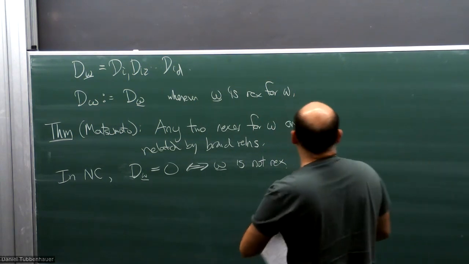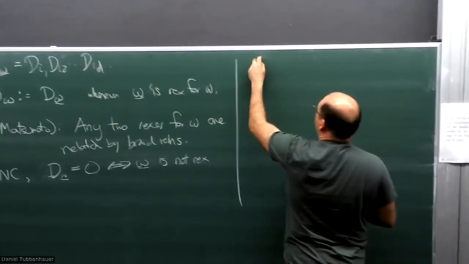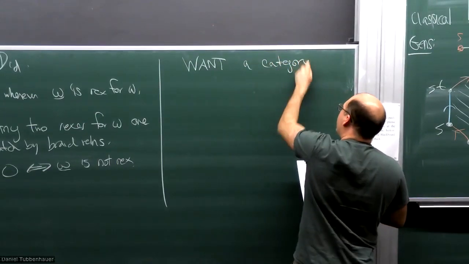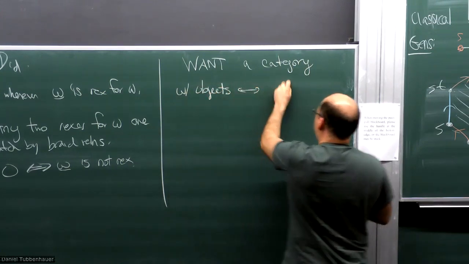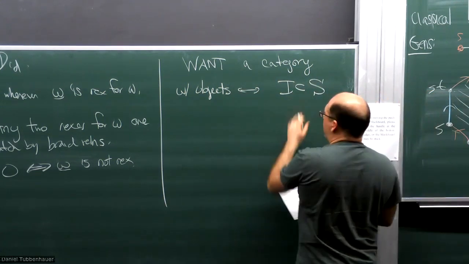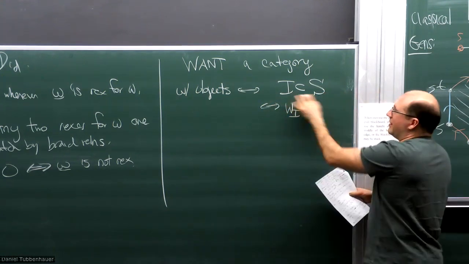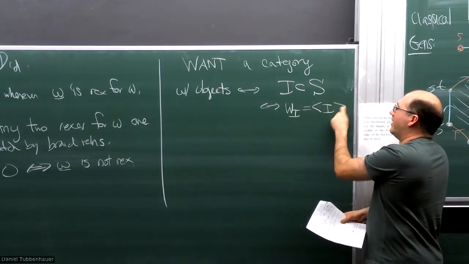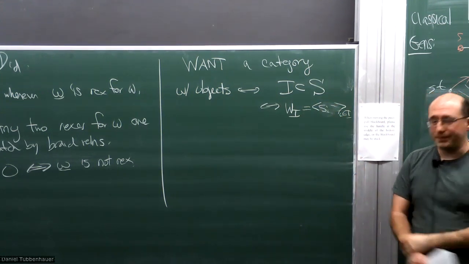So what I want to do now is completely generalize this picture. And I want to generalize it into a category. So I want, and I'll tell you why I want this, a category whose objects correspond to parabolic subgroups of my Coxeter group. To this subset I, I want to associate the subgroup of W that it generates.